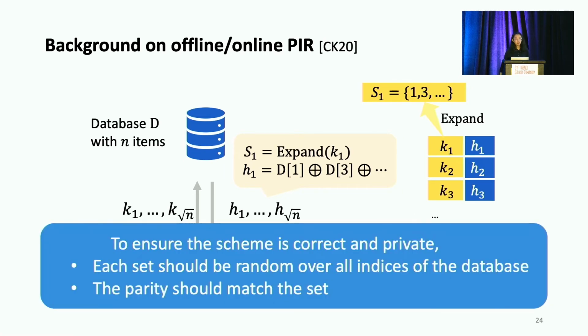I will skip their online phase, but to ensure their scheme is correct and private, we have to impose two requirements on the hint. The first one is that each set should be random over all the indices of the database, so in this case, from 1 to n. And the parity h should match the set specified by the key k.